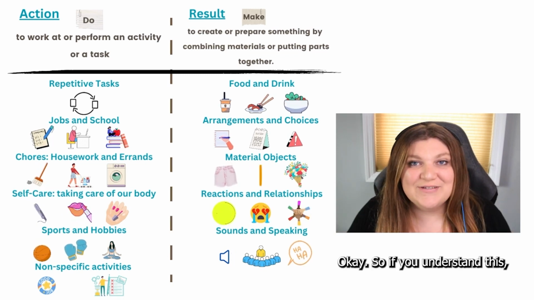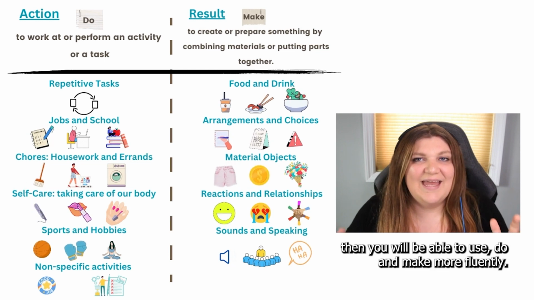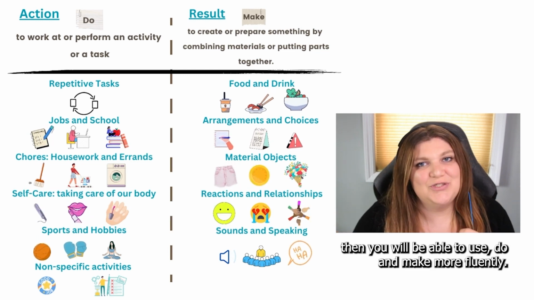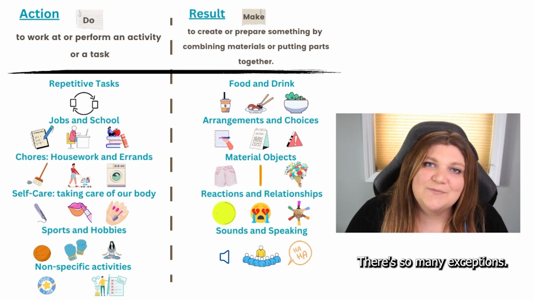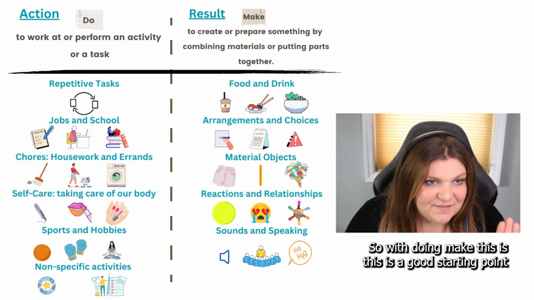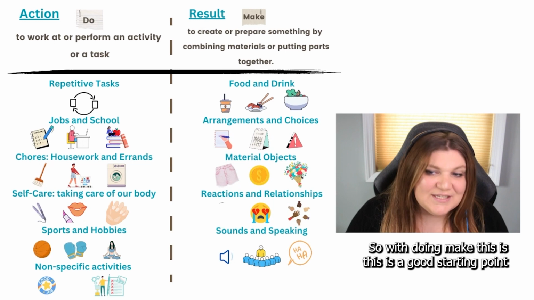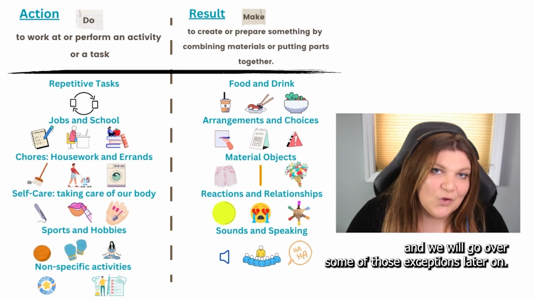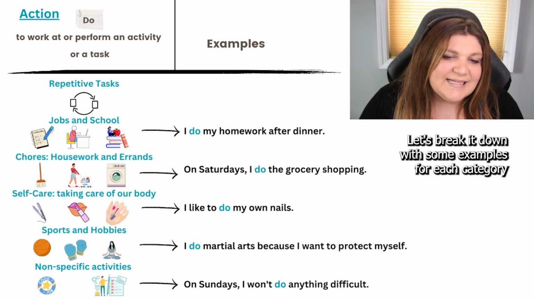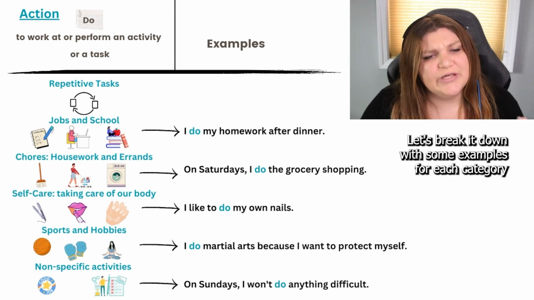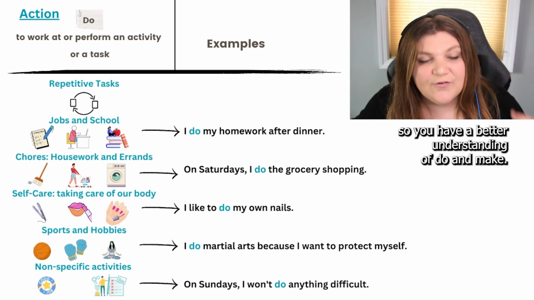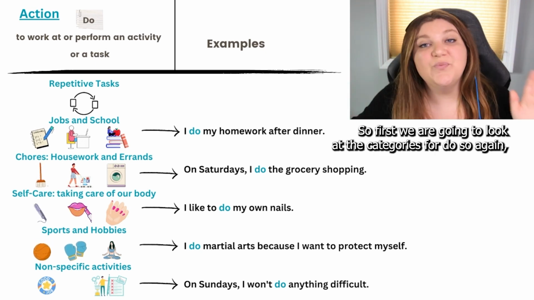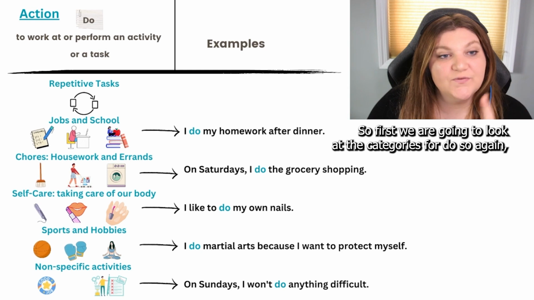So if you understand this, then you will be able to use do and make more fluently. Again, in English, there's so many exceptions. So with do and make, this is a good starting point, and we will go over some of those exceptions later on. Let's break it down with some examples for each category so you have a better understanding of do and make. So first, we are going to look at the categories for do.